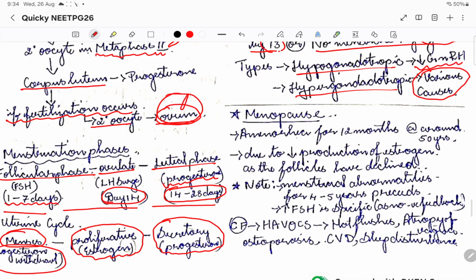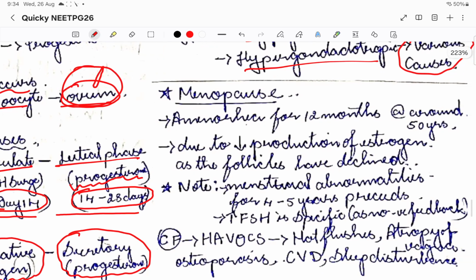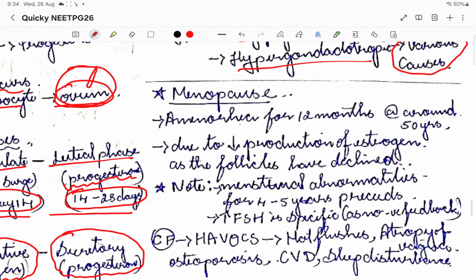So now moving on to another disorder with menstruation, that is menopause. Okay, this is not a disorder, this is a physiological thing that happens in every female. How we tell it is menopause is amenorrhea for more than 12 months at around 50 years of age, or around 45 to 50 years of age. Then we can tell that as menopause.